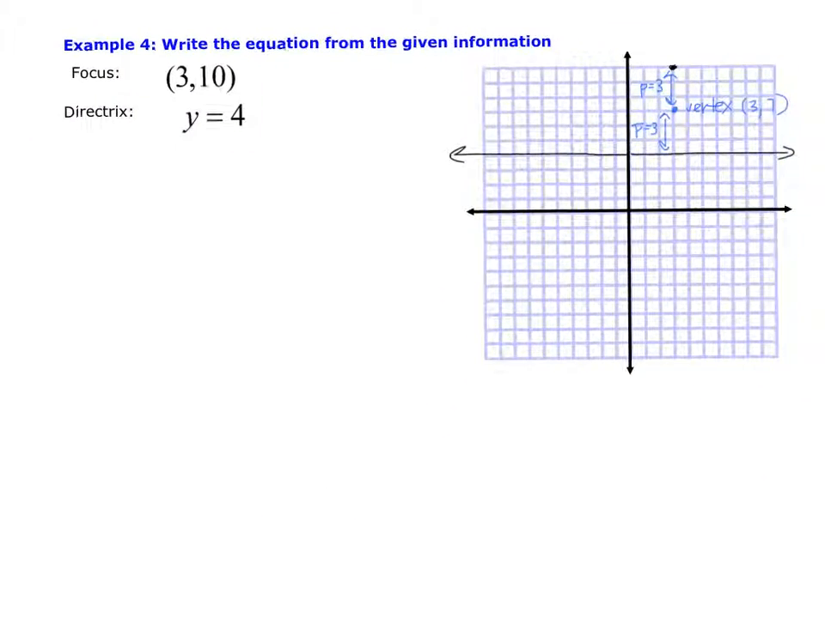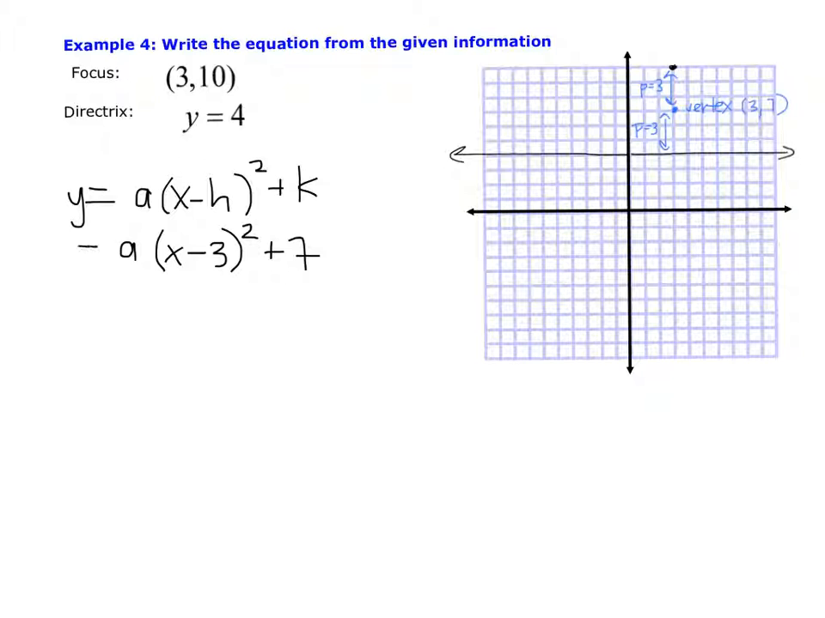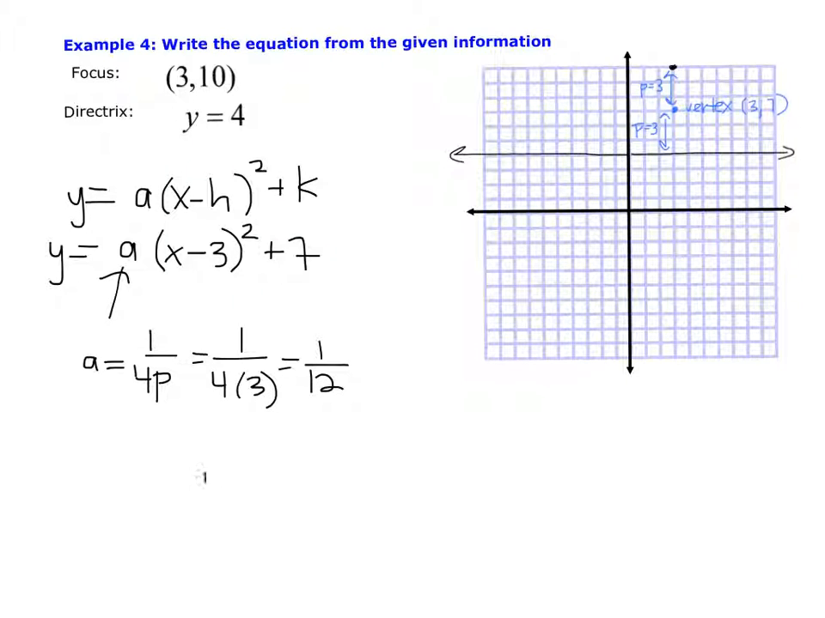So we have the general form y equals, this time, y equals a(x minus h) squared plus k. So the vertex we know, that's our h, k. So right away we can plug in our h is 3, our k is 7. We know our a is going to be positive because it's facing up. And to actually calculate it, we know a is 1 over 4p. So 1 over 4 times, we said our p was 3. So it's 1/12. So y equals 1/12 (x minus 3) squared plus 7.